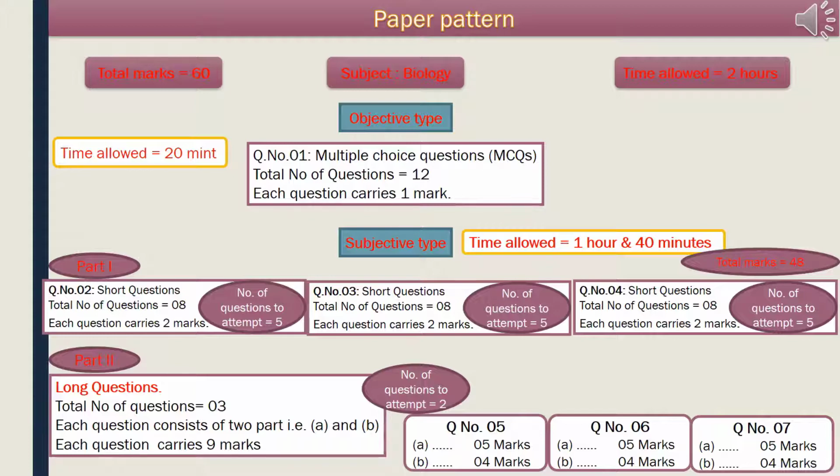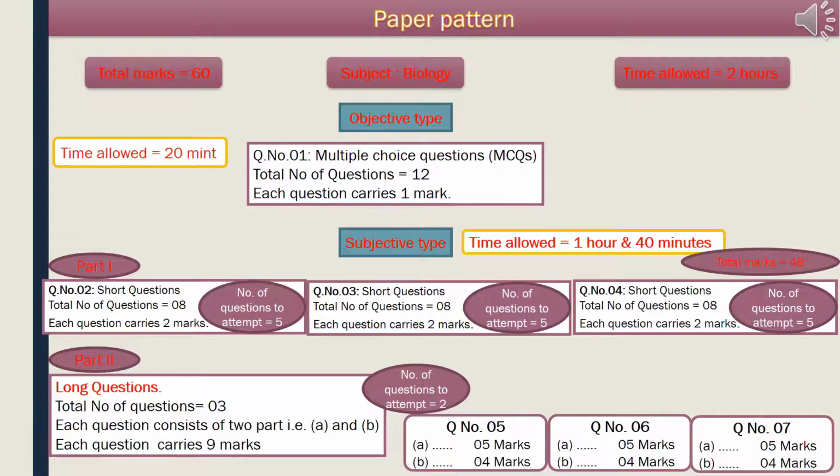And now the subjective type. Subjective type is also divided into two portions. The first is part 1 and the second one is part 2. In part 1, short questions are given. These are question number 2, question number 3 and question number 4. Each question has 8 short questions and students have to attempt 5 short questions from 8. Each question has 2 marks.